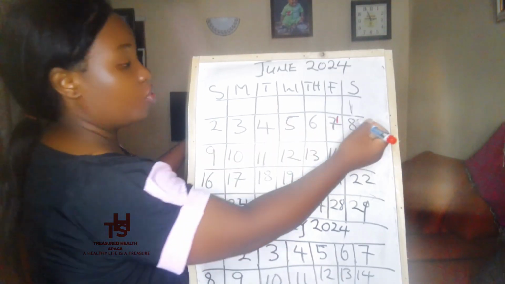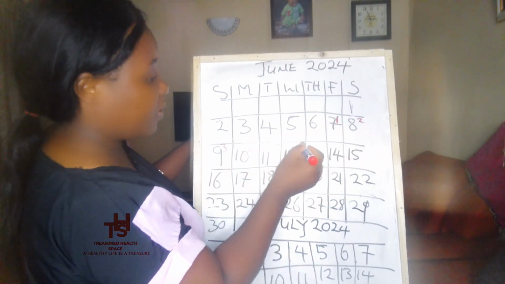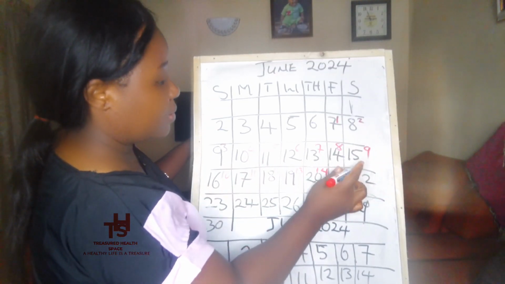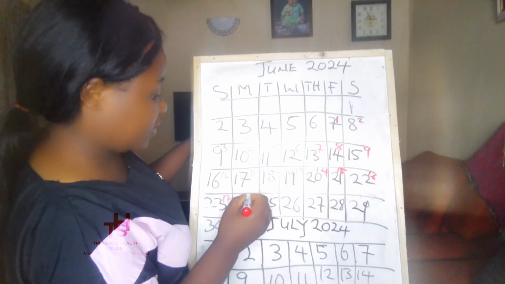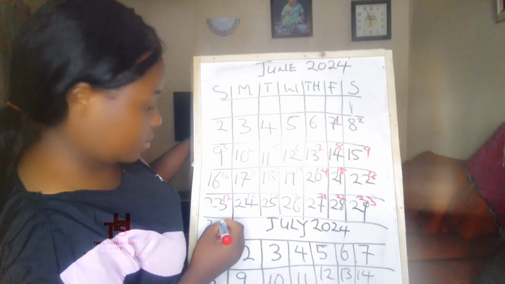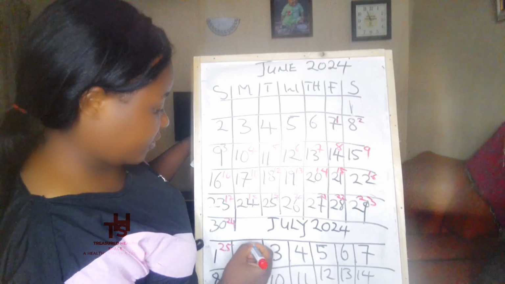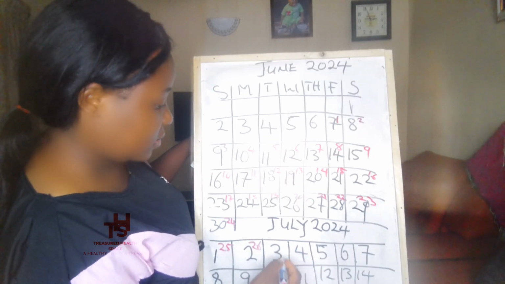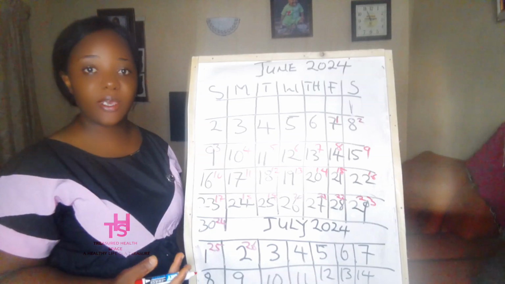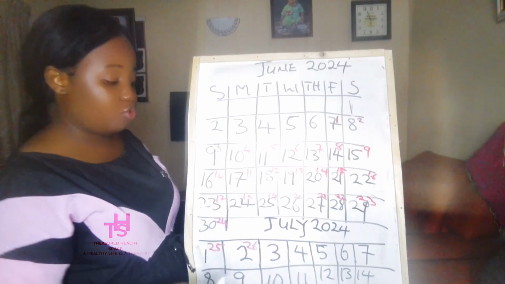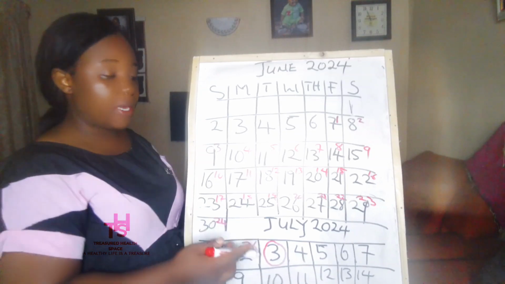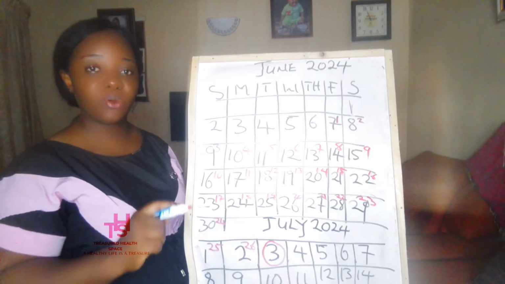So 8th of June will be the 2, 3, 4, 5, 6, 7, 8, 9, 10, 11, 12, 13, 14, 15, 16, 17, 18, 19, 20, 21, 22, 23, 24, 25, 26. Okay, so 26. So let's assume your period comes again on the 3rd of July. On the 3rd of July. 3rd of July will be the day one of another cycle.